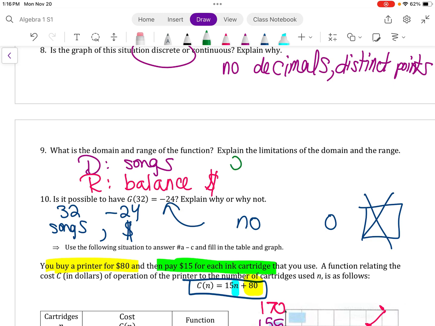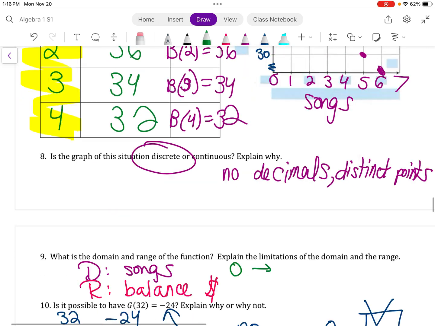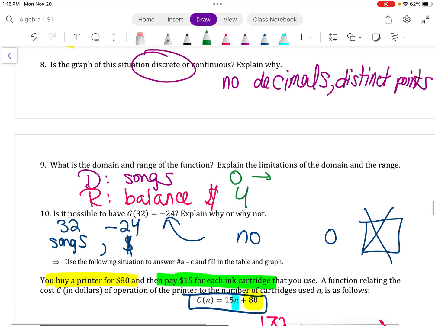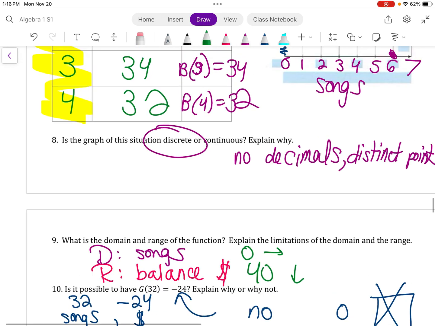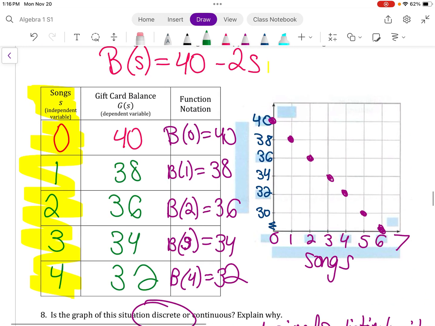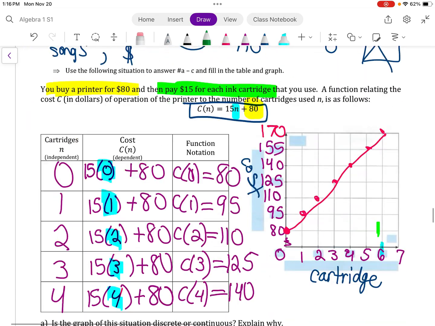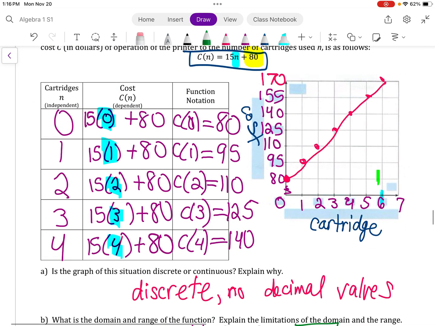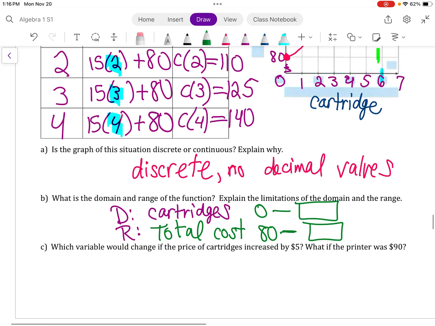Okay? Your last one, I don't know if I talked about limitations, sorry. The songs, well, you start at 0 songs and it goes up. The balance, your starting balance is $40 and then it goes down from there. So 40 and then decreases from there. Okay, so are the numbers going up? In your songs one, the numbers were going down. It was a negative slope because you're subtracting 2 each time. And then the cartridges, your amount is going up. So it's going to start at 80 and then it's going to increase from there.